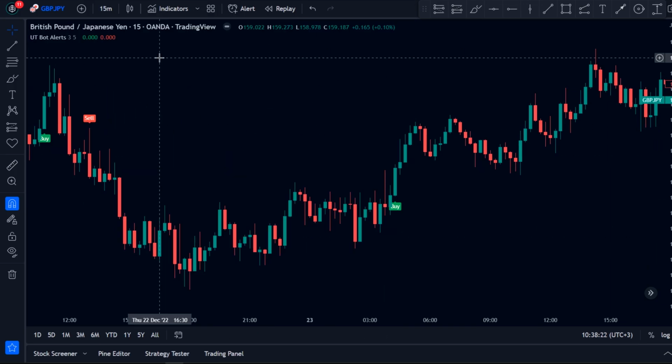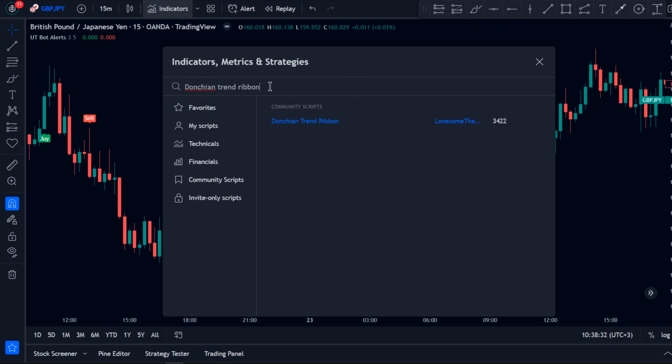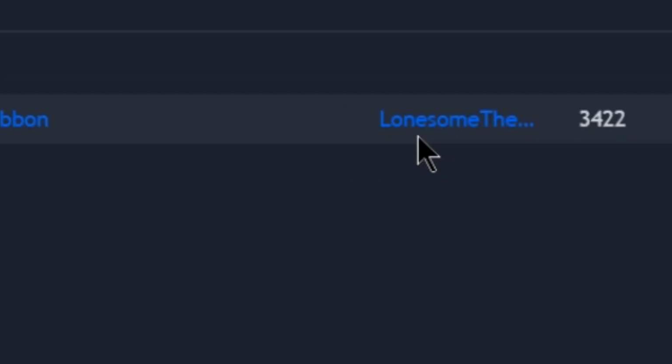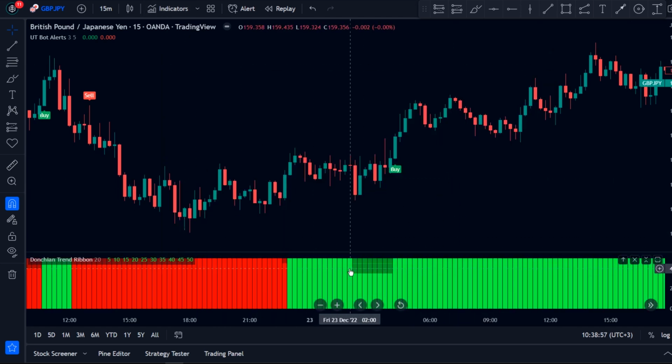Now for the second indicator, head back to the indicators tab and type in Donchian Trend Ribbon. Be sure to select this one by Lonesome the Blue. Yeah, the name is Lonesome the Blue. It's just been truncated. Anyway, click on it to add it to your chart. The default settings will work perfectly, so we're not gonna change anything.